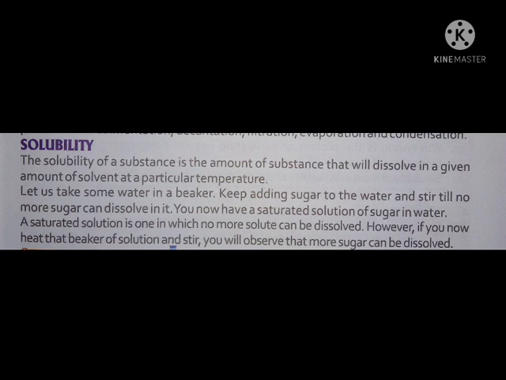In a saturated solution, the maximum amount of solute has been dissolved. No more solute can be dissolved after that. However, if you now heat the beaker of solution and stir, you will observe that more sugar can be dissolved. So after you mixed sugar in the water, after you heat the beaker of solution and stir, you will observe that more sugar can be dissolved.